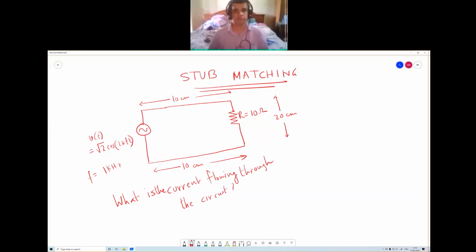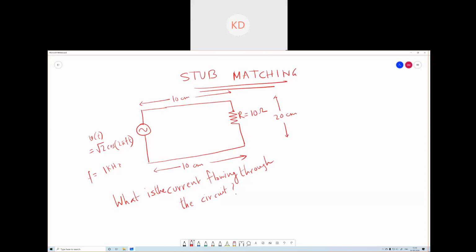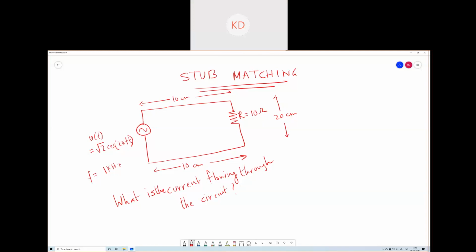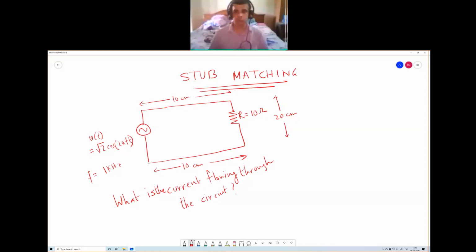Anybody? 0.1. The RMS value of current is 0.1 ampere. Okay. So I RMS equal to 0.1 ampere, which is the right answer.